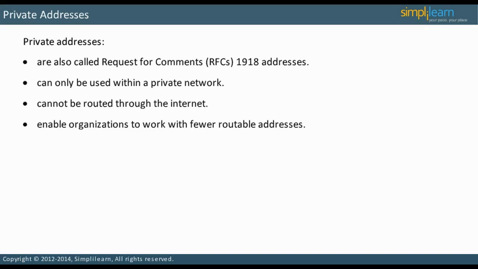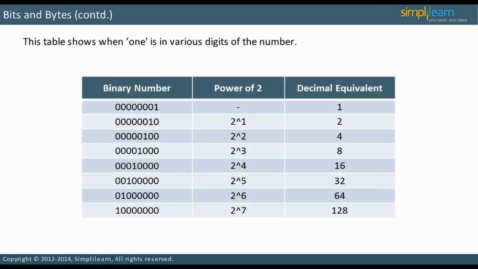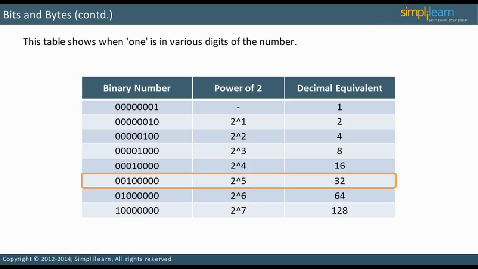Next, let us look at binary numbers and how to convert them to decimal. The table on the slide highlights what it means when a 1 is in various digits of the number. For example, if a 1 is in the 6th digit from the right, this represents 2 to the 5th power, or 32.